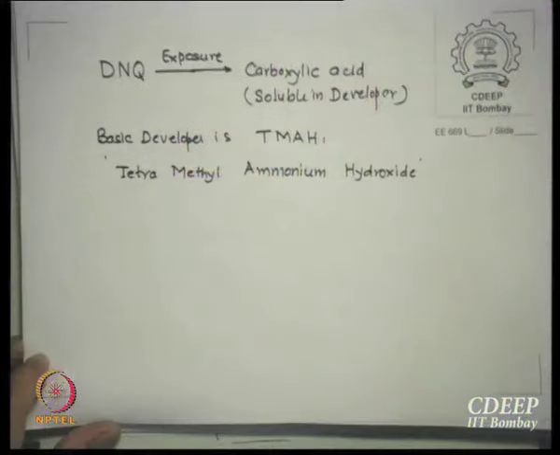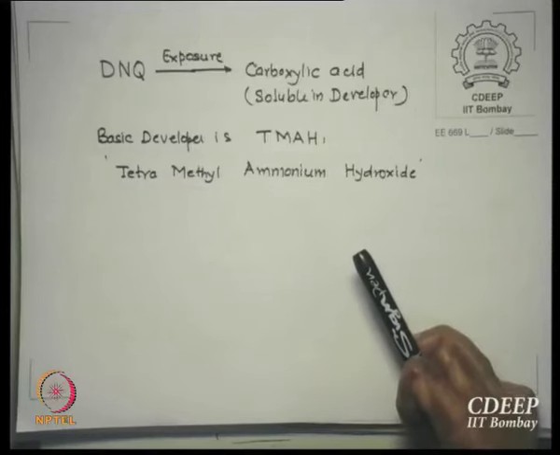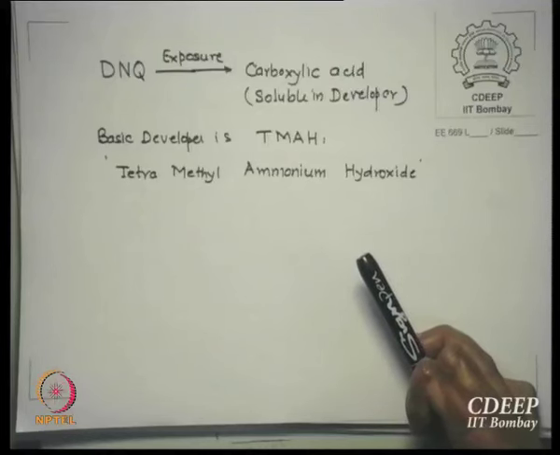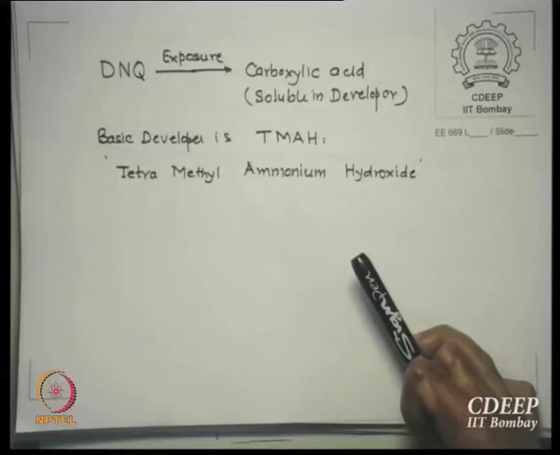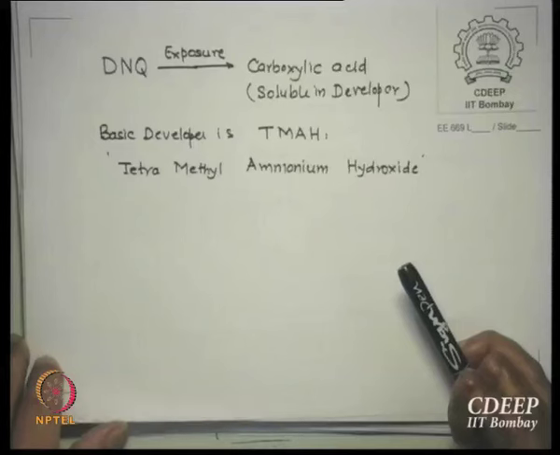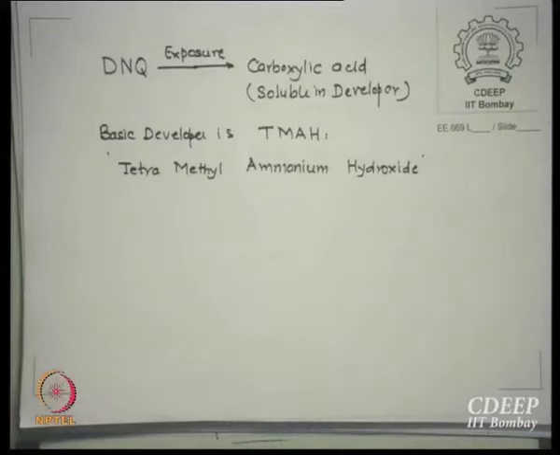So DNQ is the most commonly used base. When I expose these DNQs, they convert into what are called carboxylic acids, that means the chain breaks. Once COOH formation takes place, the carboxylic acids are soluble in developers, the etchers for the resist. The basic developer is tetramethyl ammonium hydroxide, or TMAH.